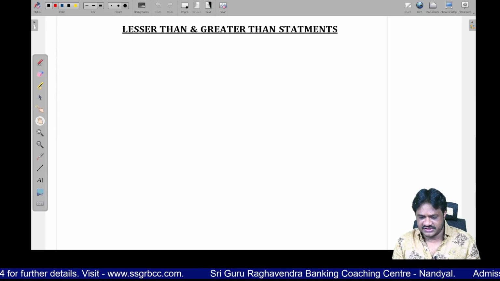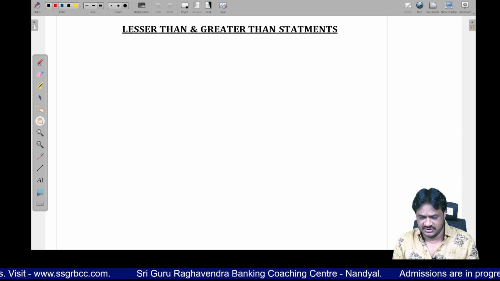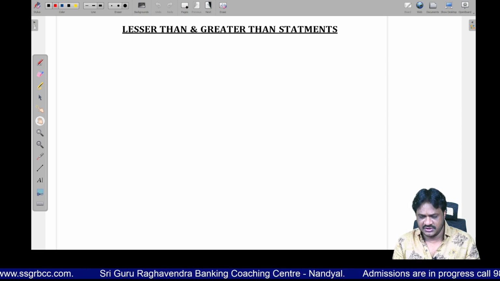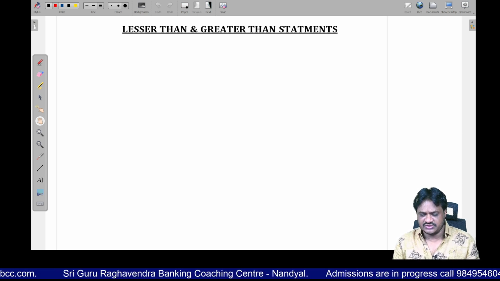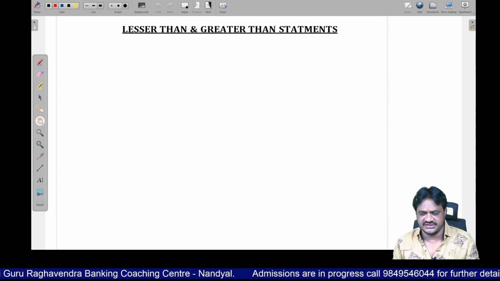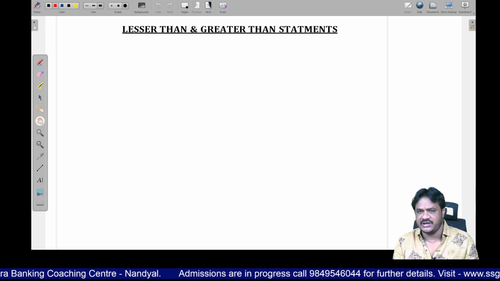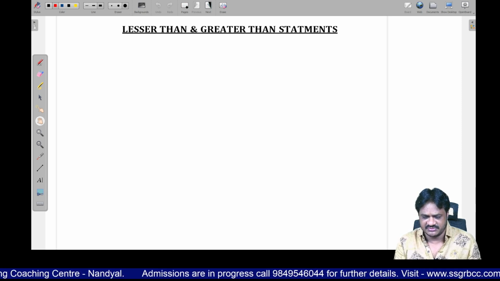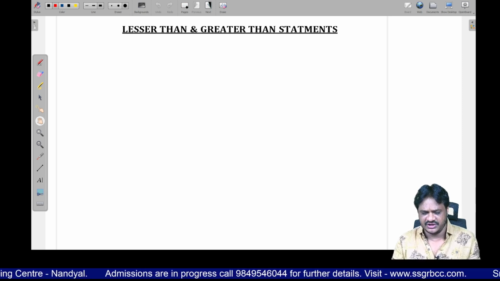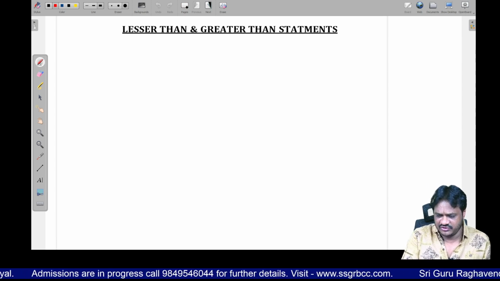Okay, today we will discuss the lesser than and greater than statements in the reasoning subject. What do you mean by lesser than, greater than? This is also called inequalities. These questions will come mainly for the prelims exam, and for the prelims exam this will be very useful. Here, lesser than, greater than means there will be only 5 relations.